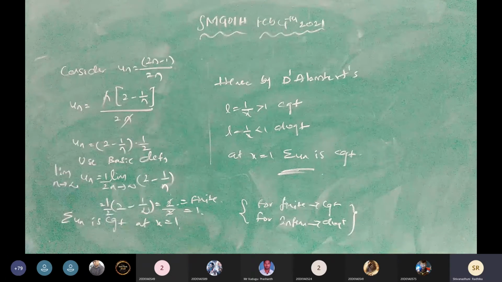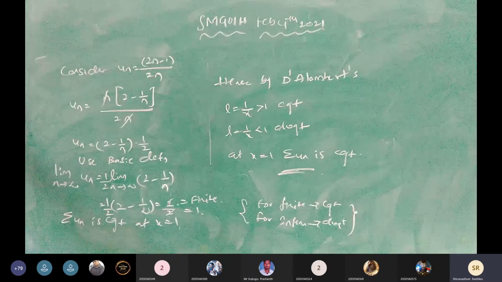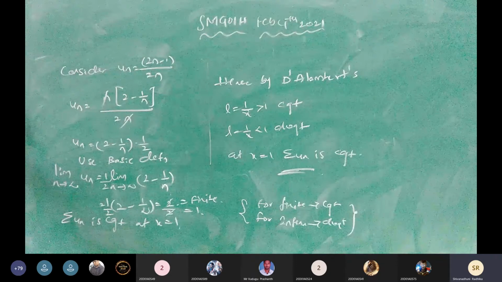Denominator having the constant value. If the denominator has the x variable, n unknowns, or any factorials, then we go for the comparison test or D'Alembert's ratio test. But if the denominator has a constant value, there is nothing that varies. Then apply the basic definition, that is, the convergent and divergent basic definitions. Right?